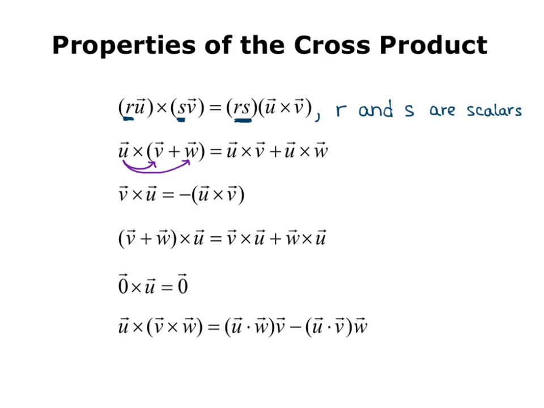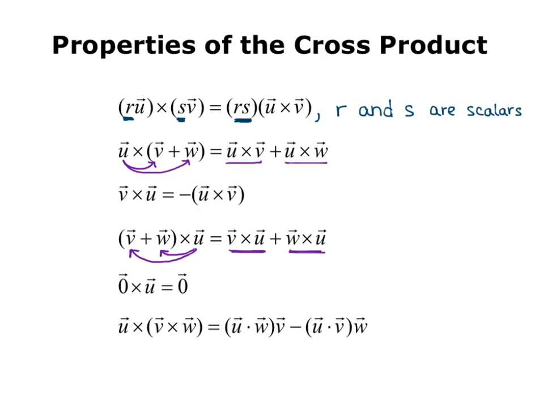We also have distribution over addition. So u cross parentheses v plus w equals u cross v plus u cross w. We also have backwards distribution. v plus w crossed with u equals v cross u plus w cross u. So we have left and right distribution over addition.